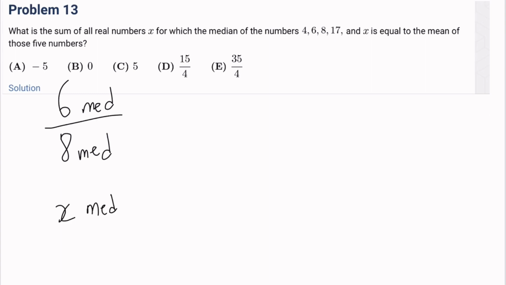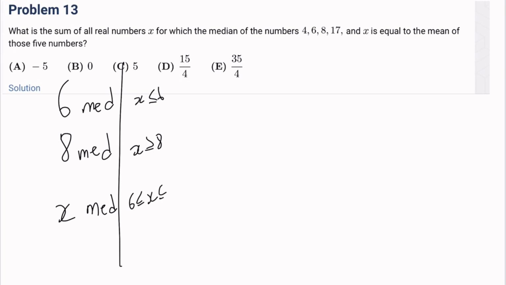And so for 6 to be the median, we have x is less than or equal to 6. And for 8 to be the median, we have x is greater than or equal to 8. And for x to be the median, this gives us x is greater than or equal to 6 and less than or equal to 8, right?